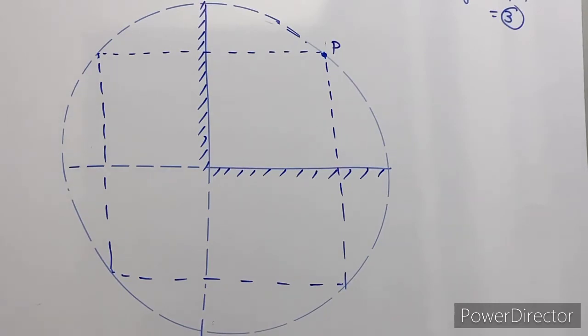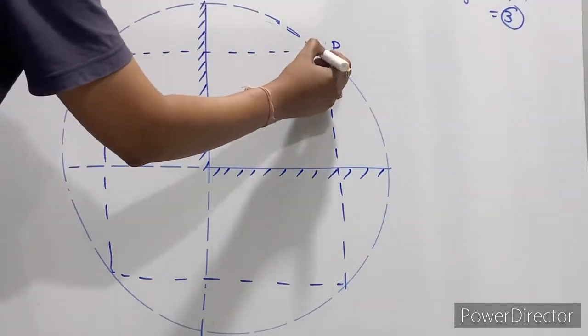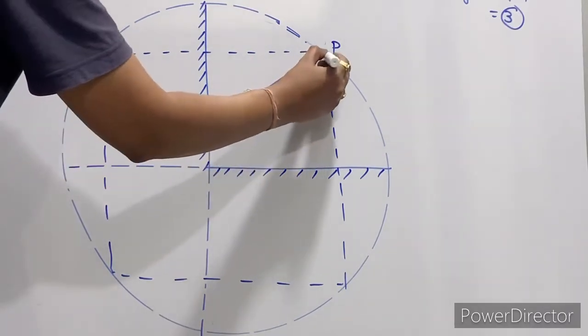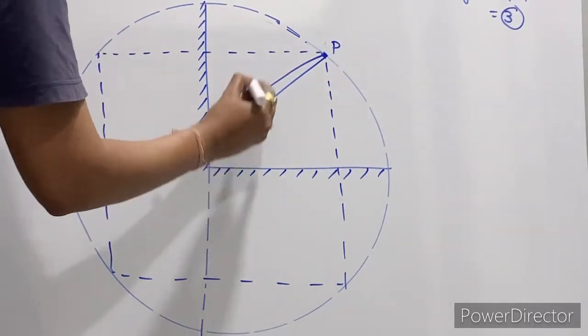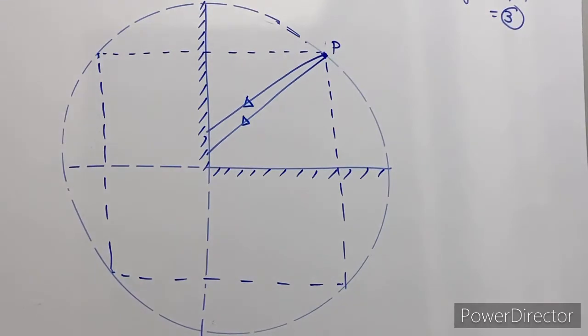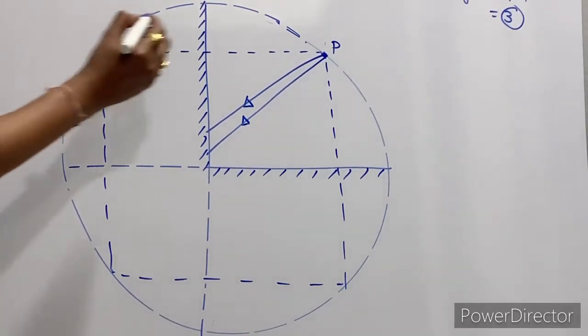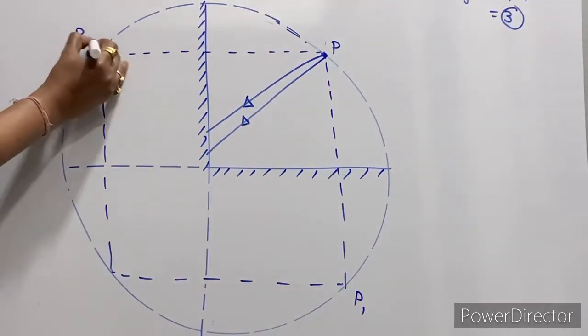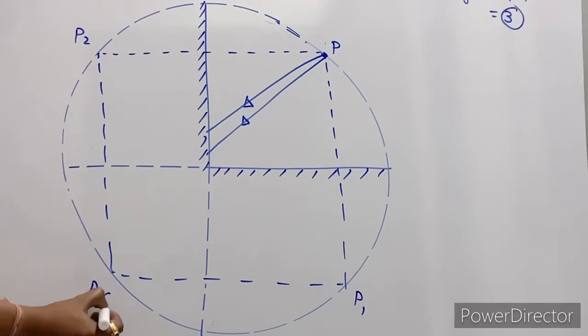In the next part, I will start from here and draw two rays. This is my first incident ray, and this is my second incident ray. These are two incident rays. Now I will join this part. This is P, and I will call this P1. Here it is P2, and here it is P3, and P4.